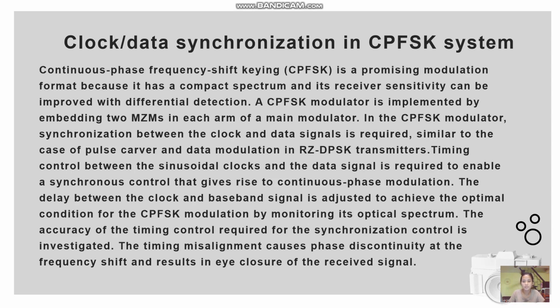So again, unfortunately, I only have one example of an actual electronic system that uses CPFSK. I hope this was able to help you understand the CPFSK system better.